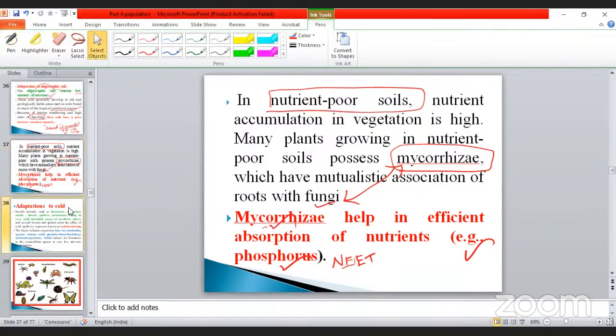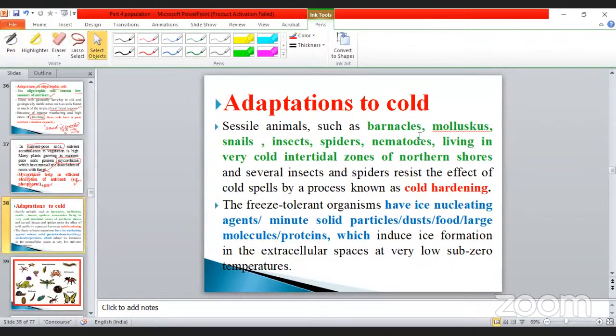Next, adaptation to the cold. The next heading is also very, very important, my dears. Cold means very low temperature, or minus. Take an example: sessile animals such as branchioles, molluscs, snails, insects, spiders, and nematodes living in the very cold intertidal zone of the northern shores.